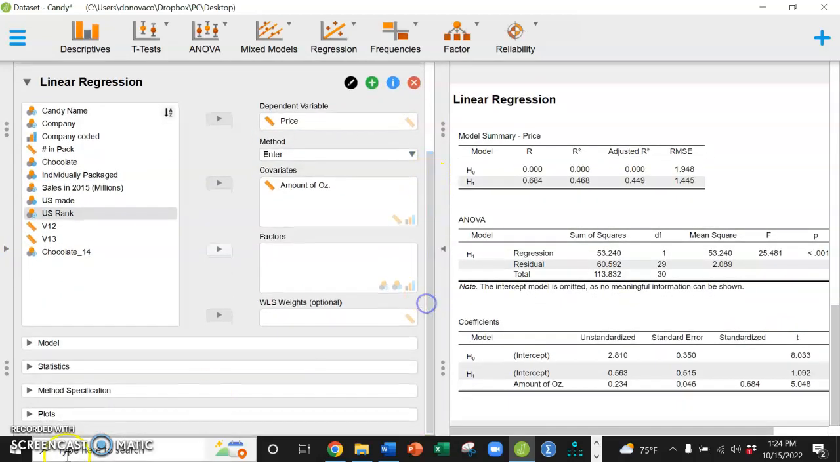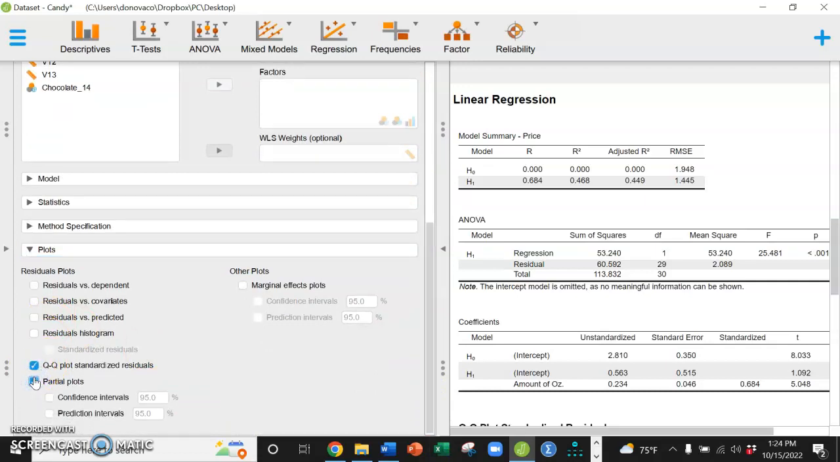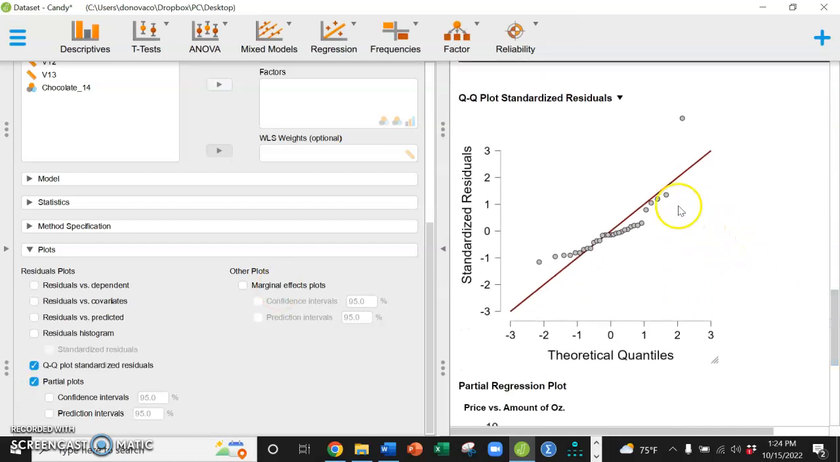But in order to check our assumptions, we're going to go down to plots. And we're going to click QQ and partial. I'm going to scroll down. So my QQ plot, ideally all of these dots are pretty close to the line, and we can see that we're really only doing a good job of predicting the middle groups, not as much on the ends, and definitely we've got a weird outlier up here.